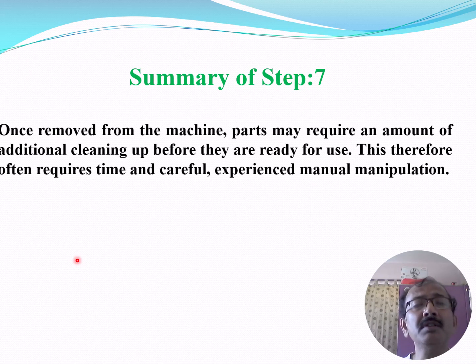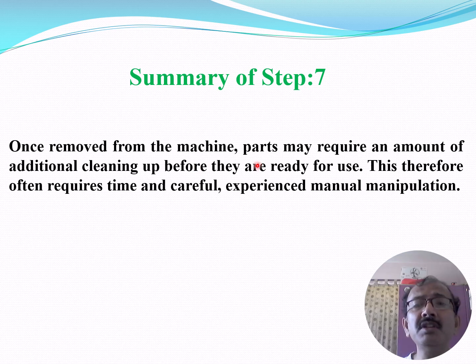Summary of step 7. Once removed from the machine, parts may require an amount of additional cleaning up before they are ready for use. This therefore often requires time and careful, experienced manual manipulation. So this is step 7. Some extra care, some extra surface finish, some painting, something is additionally required for improving the surface texture.